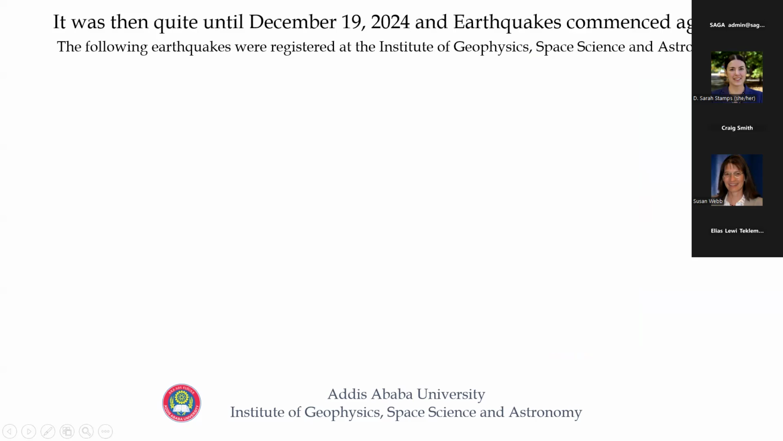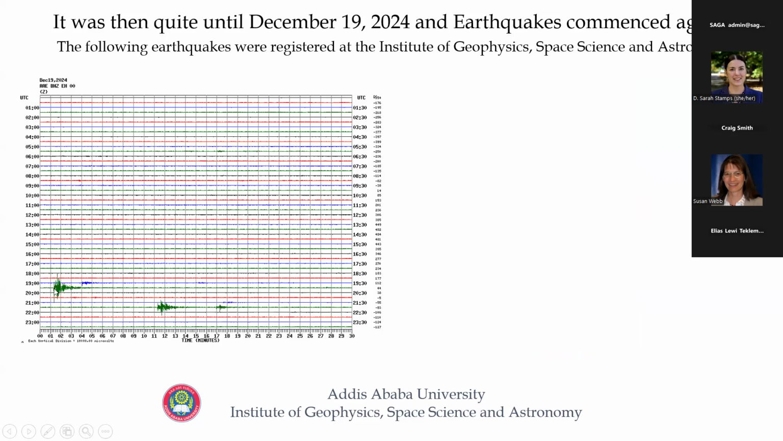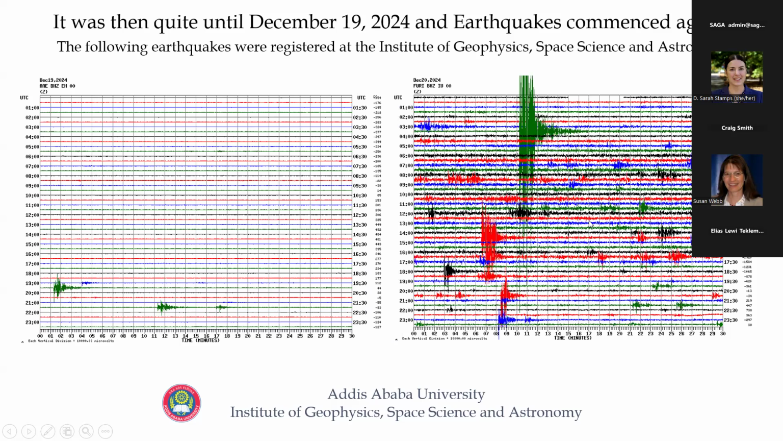For some time there was a quiet period. In December, as you can see here, about evening time, small earthquakes started to happen. And on the 20th of December, swarms of earthquakes. This was registered in our station at Addis Ababa University, and you can see the number of earthquakes that took place.